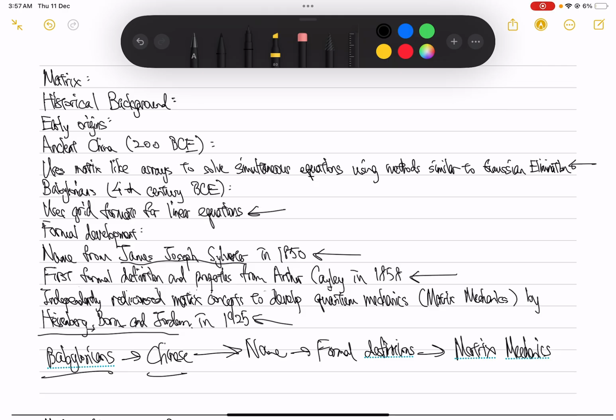And then much later, in the 1800s, you get the name from James Joseph Sylvester, and some formal definitions and properties from Arthur Cayley. About 100 years later, another three scientists listed right here rediscovered matrix concepts to develop quantum mechanics, which is another field called matrix mechanics.